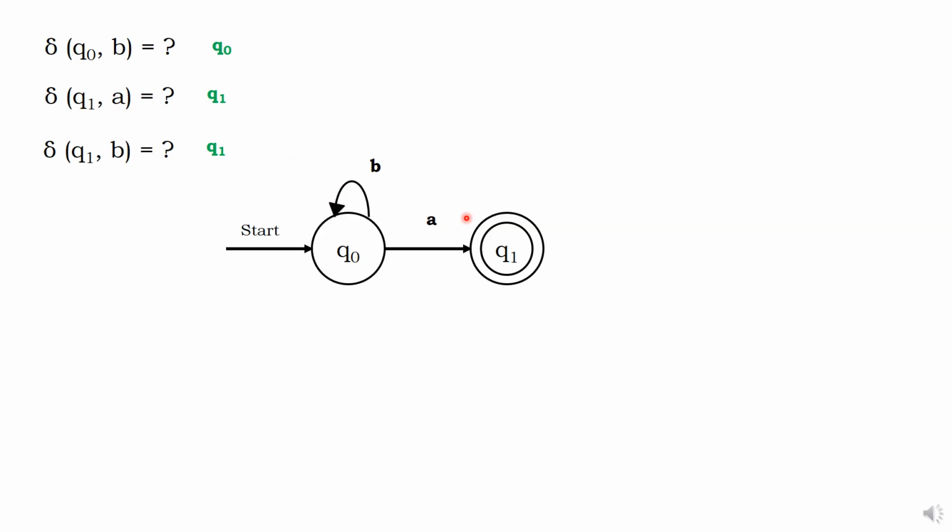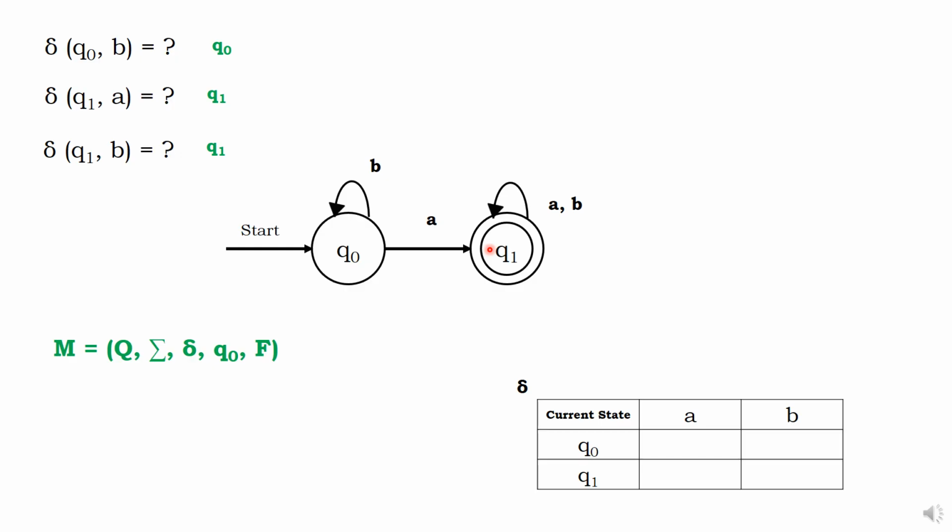Q1A, what happened? Q1B also, what happened? Both are going to Q1. Self loop. That's all the problem. So your M, Q value, everything remains the same. You can fill the table and you can complete the work.